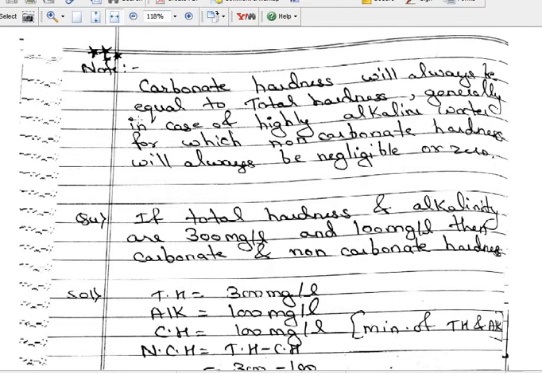Sometimes a question comes like this: suppose for a water sample the pH is 12.5 or 13 or so, then what should be the probable NCH value? This type of small conceptual question also comes. So it is clear that when the water is highly alkaline, meaning pH above 12 or so, then carbonate hardness and total hardness become almost equal, and then NCH, meaning non-carbonate hardness, becomes 0.